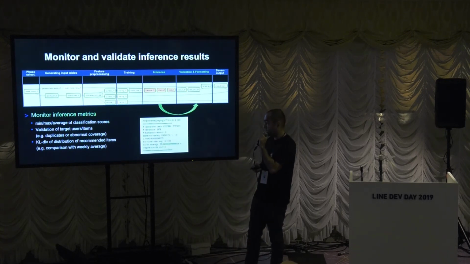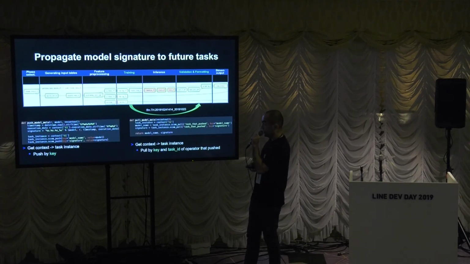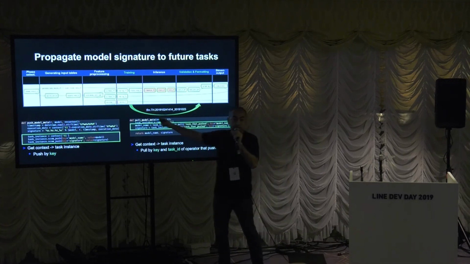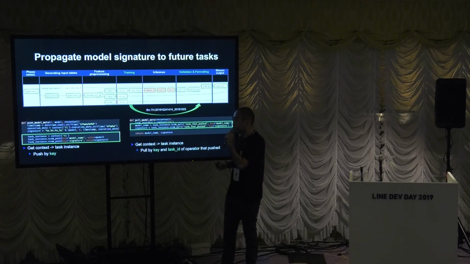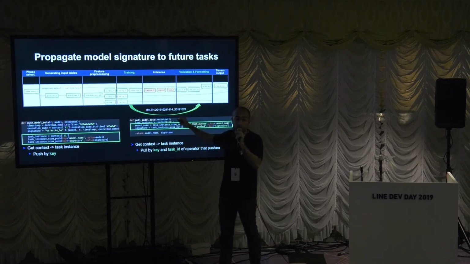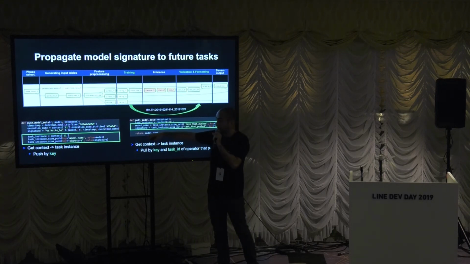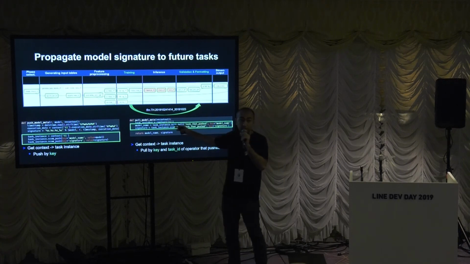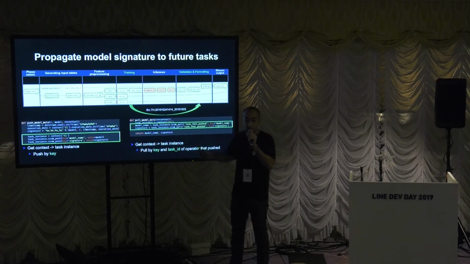Okay, and one last thing I want to talk about is using something called communication between tasks, the XCom feature. If you want to pass some argument, in our case, the signature of the model, you can push it to the task instance and you can pull it from the task instance. You shouldn't use it always, but sometimes it's useful.